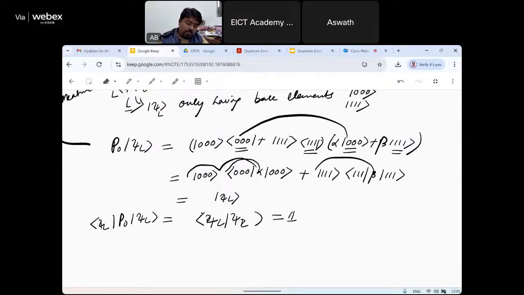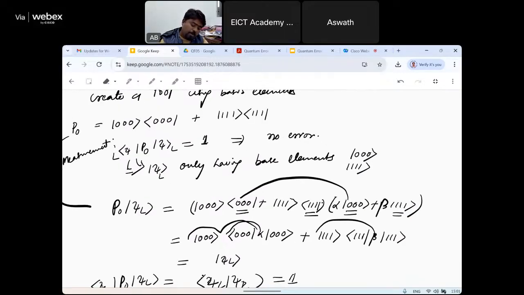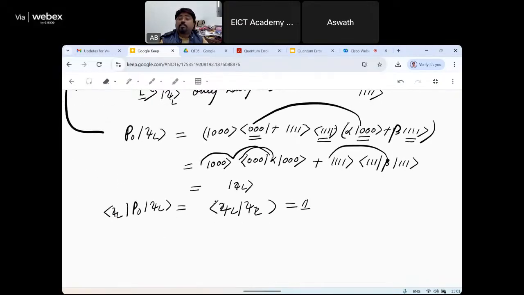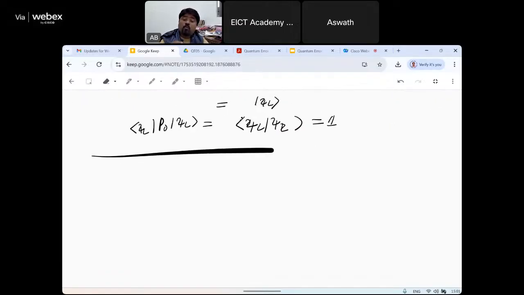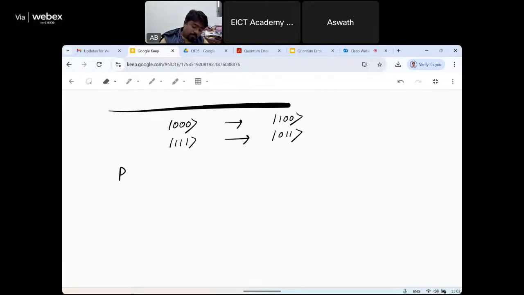So what I mean is, when I act the projection operator P naught on psi L, if I get 1, which means there is no error in the situation. Suppose there is one error occurring in the stream of qubits which were sent, let's say the first qubit got flipped. Similarly, if the stream is sent like this, first qubit got flipped. Let me construct a projection operator, a tool which tells me first qubit got flipped. How? Take them and create a projection out of it.